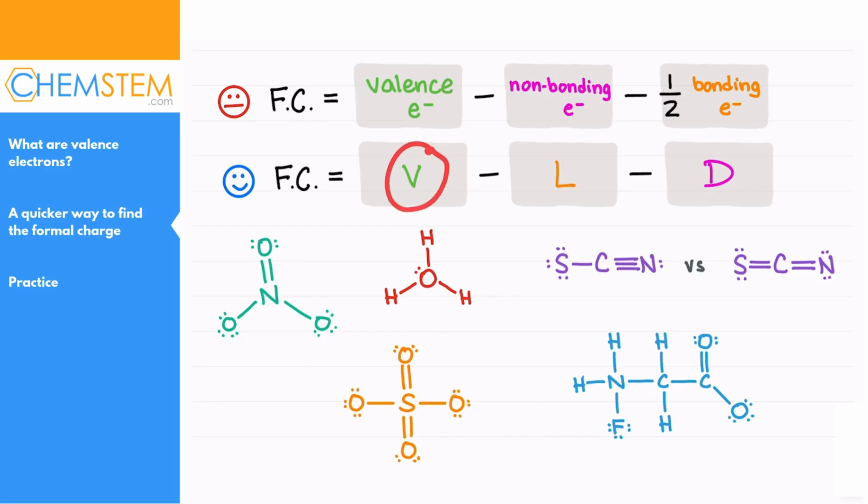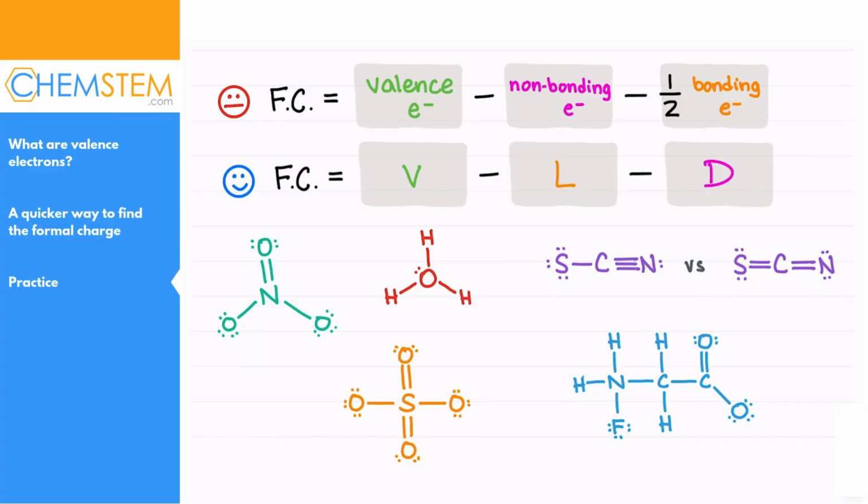So if you know the number of valence electrons that an atom generally has from the periodic table that we just discussed, you can subtract away the number of lines, which is equivalent to the number of bonding electrons, well, half of it, and subtract away the number of dots, which is equivalent to the non-bonding electrons, or the lone pairs. You basically have the formal charge. Look how easy it is if you just remember valence minus lines minus dots.